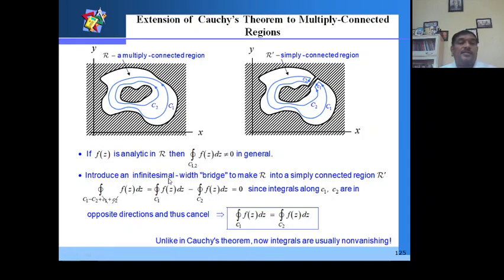Introduce an infinitesimal width bridge to make R into a simply connected region R dash. Then the integral over C1 minus C2, with the small bridge curves c1 and c2, becomes the integral over C1 of f(z) dz minus the integral over C2 of f(z) dz, plus 0. Since along the bridge the curves are in opposite directions, the two cancel each other, and the remaining integral over capital C1 and the integral over C2 are equal. Unlike in Cauchy's theorem, now the integrals are usually non-vanishing.